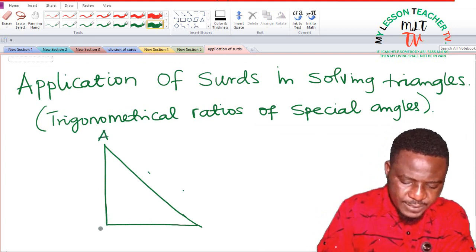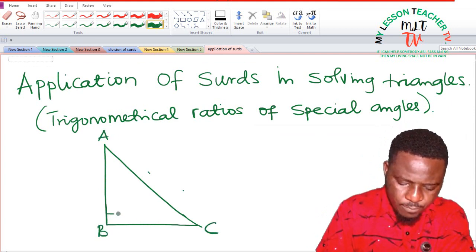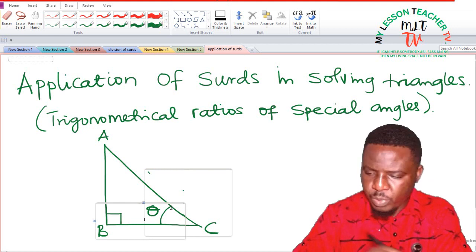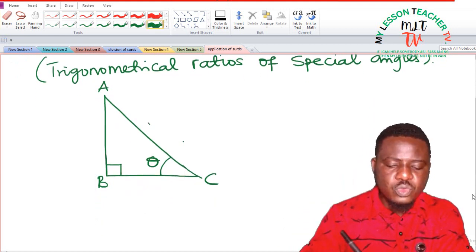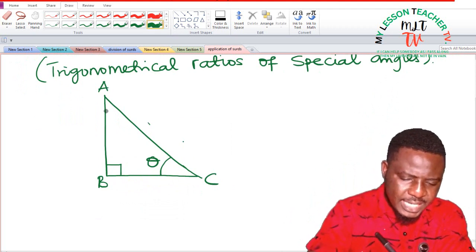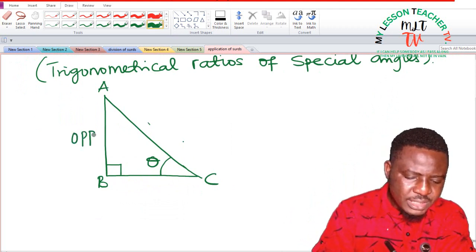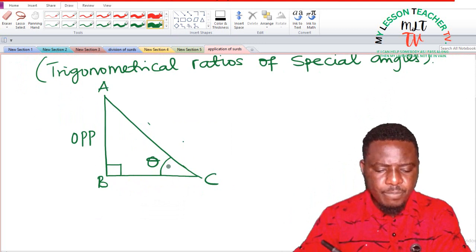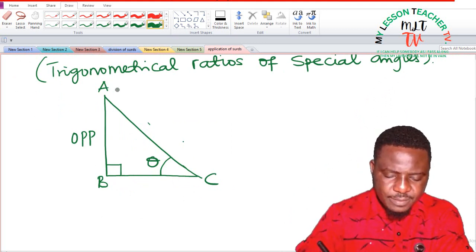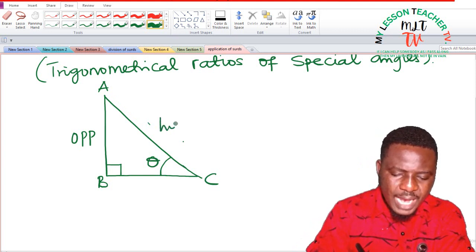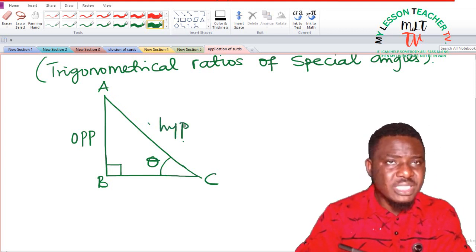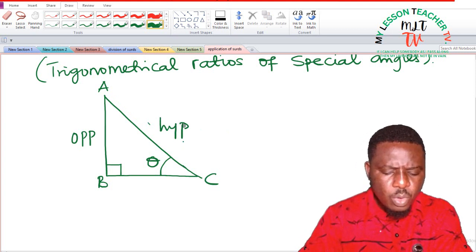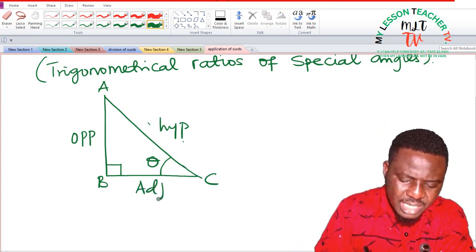In a right angle triangle ABC, where angle B is 90 degrees and angle C is theta, with reference to angle theta, side AB is the opposite side because it is the side that is facing angle theta, while side AC, with reference to angle theta, is the hypotenuse side, because it is the longest side, or the side that is facing the angle 90 degrees, while the third side is the adjacent side.